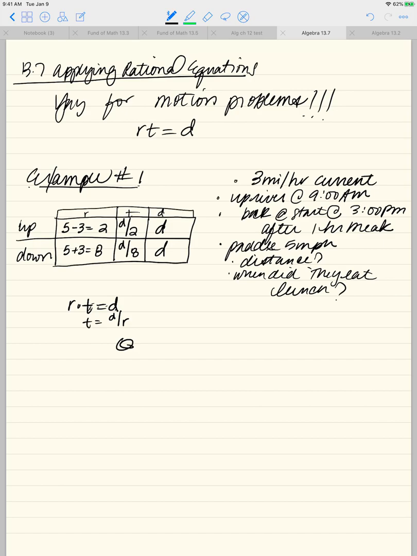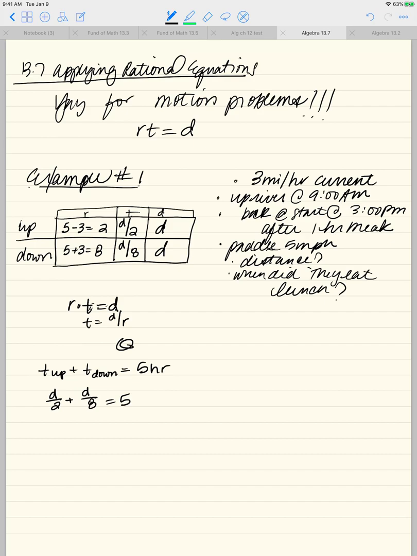So now, how are we going to do this? Well, how long were they actually paddling? How long were they actually canoeing? Don't say 6 hours. They were gone for 6 hours, but they took a 1-hour break. So the total time that they were actually paddling was 5 hours. So the time upstream plus the time downstream is equal to 5 hours. Time upstream is d over 2, time downstream is d over 8, and that is equal to 5.